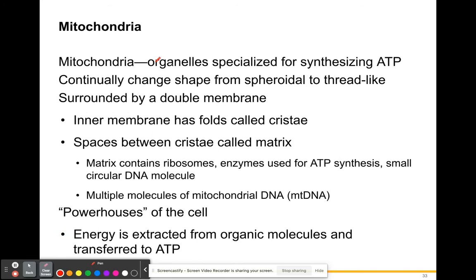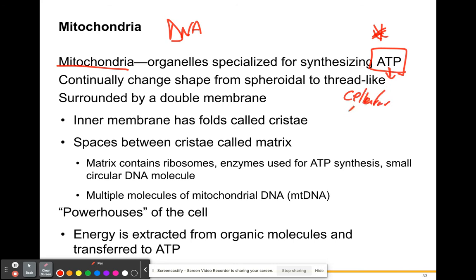Okay, then you have the mitochondria. The mitochondria is an extremely important organelle for the life of an organism, and its job is to produce ATP. ATP is one of the most important chemicals in all of life, right? DNA is really important, because it gives us life and has our genetic material, but the cell cannot survive without ATP. ATP is cellular energy.